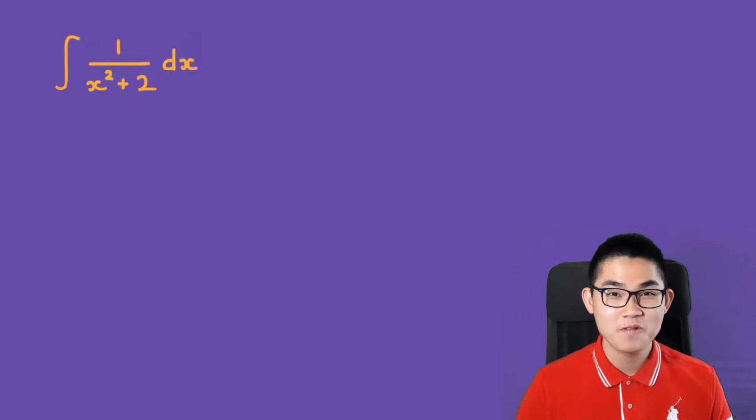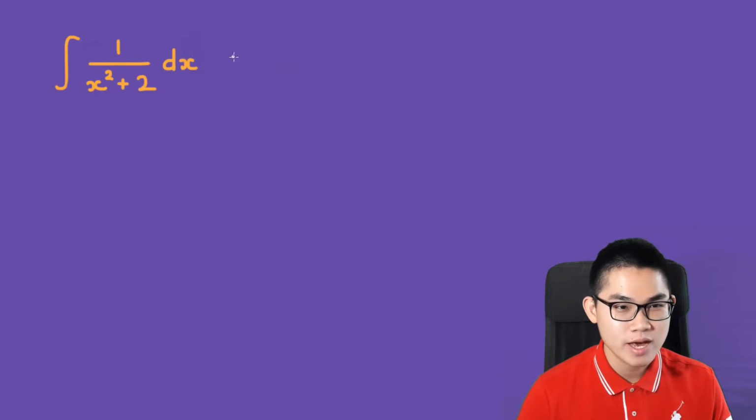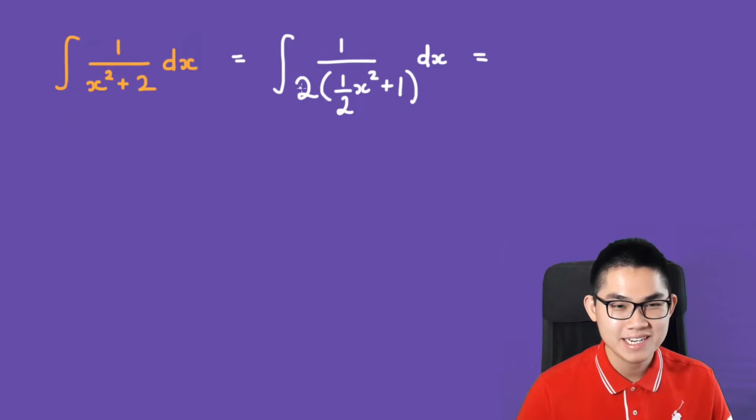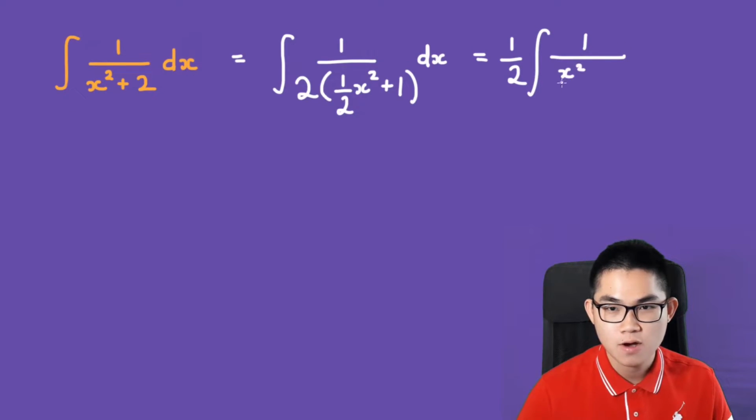The integral of 1 over x squared plus 2 dx. So this one can be solved with U-substitution, and let me show you how. So the first thing I'm going to do is factor out a 2. Okay, so we have the integral of 1 over 2 times 1 over x squared over 2 plus 1 dx, and you will see why I do this in a second. Then we can bring this 2 outside of the integral. So we have 1 over 2, the integral of 1 over x squared over 2 plus 1 dx.